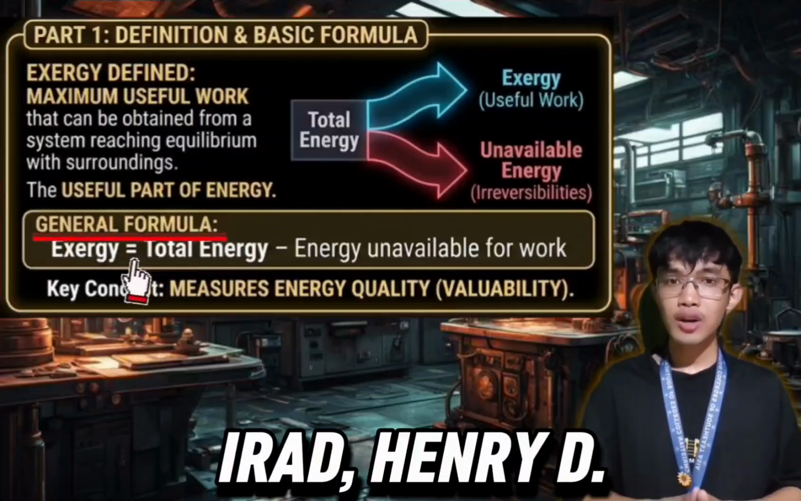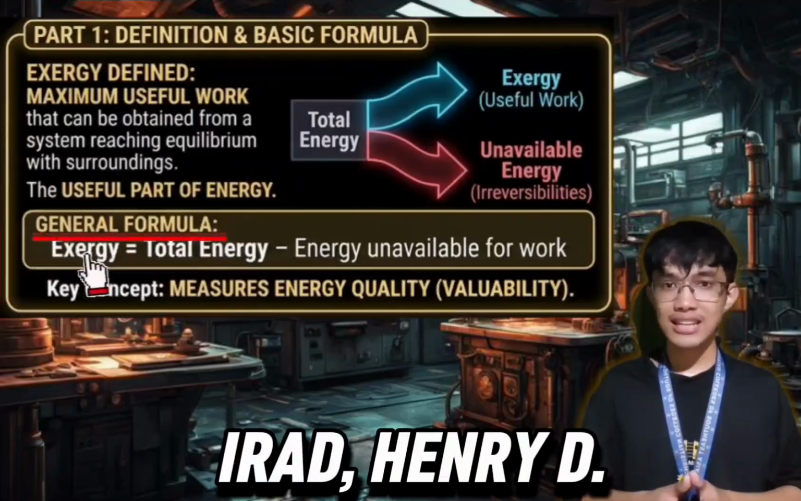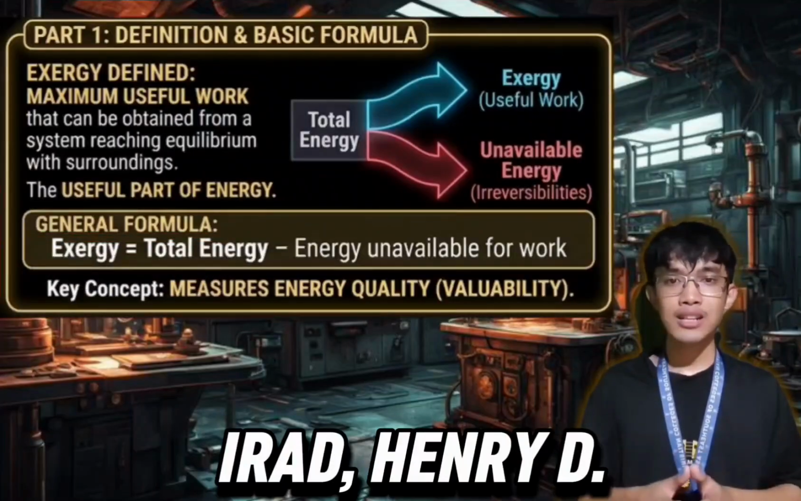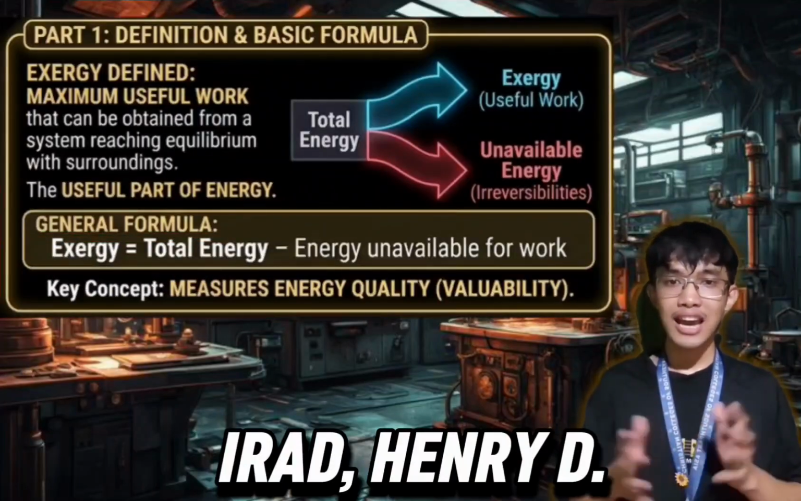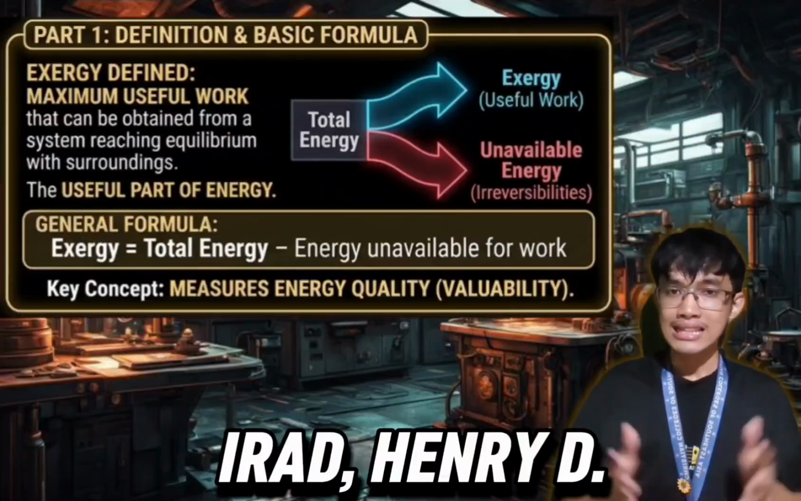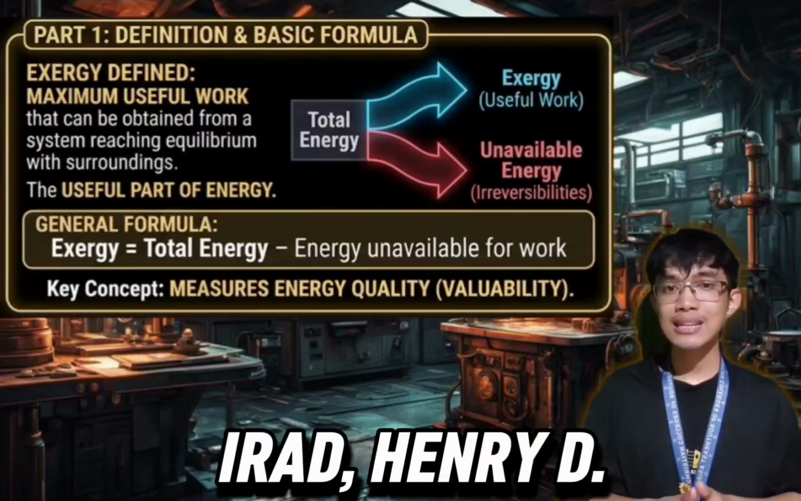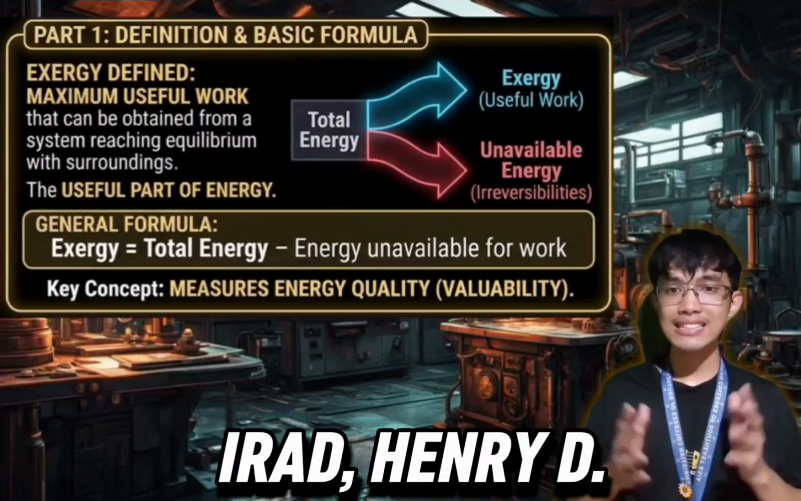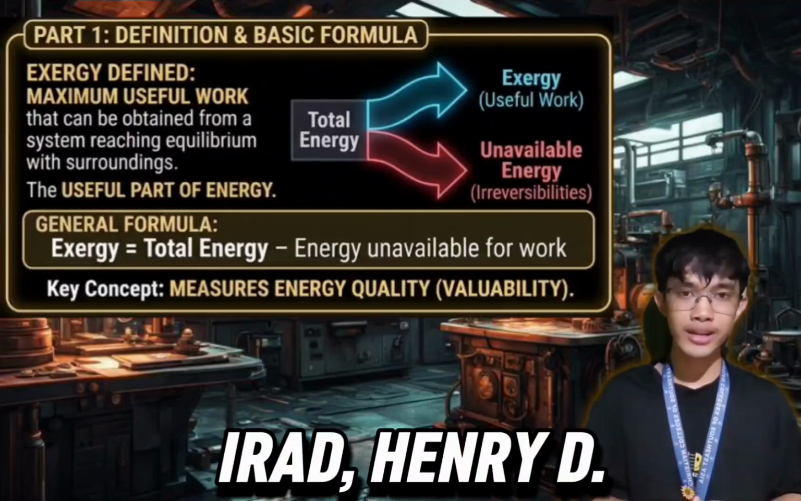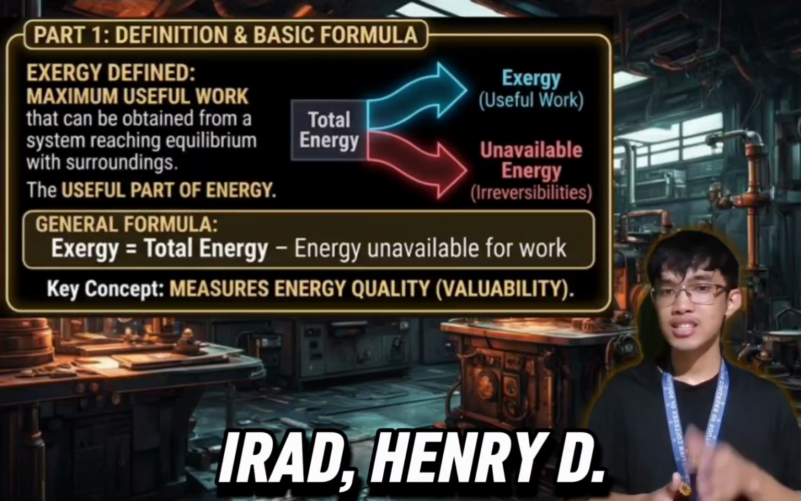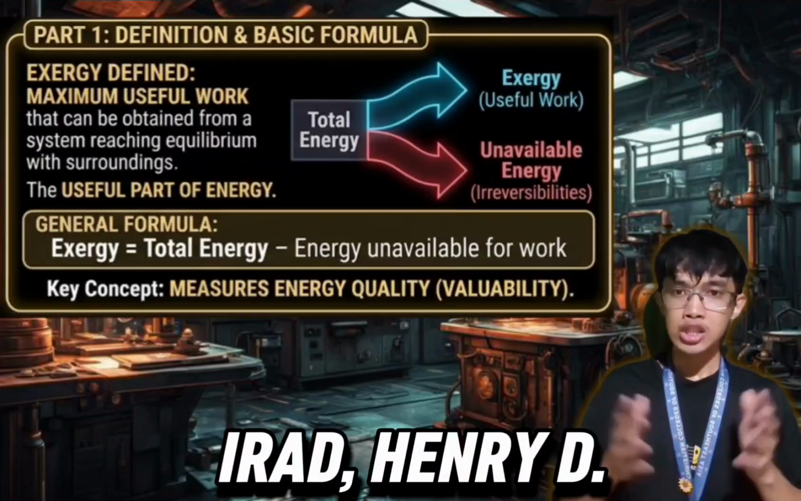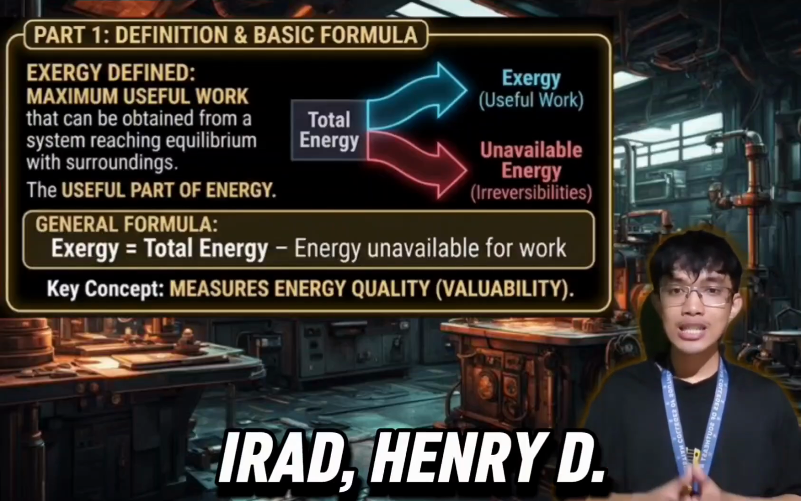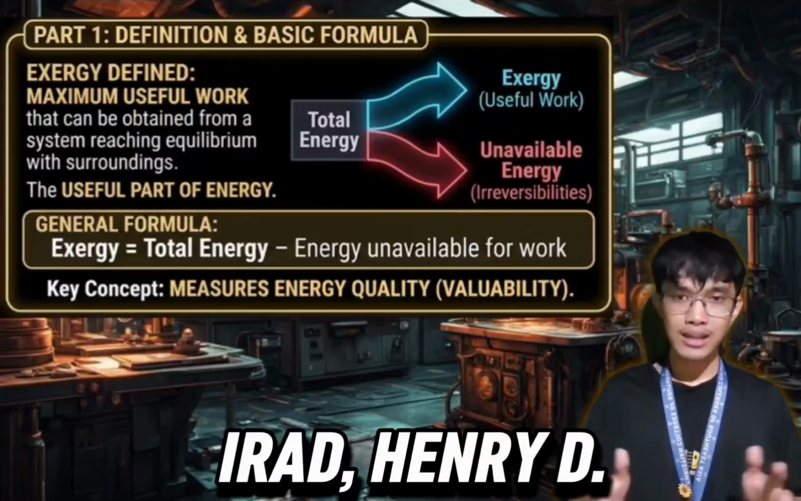Now, the general formula for exergy for a system is exergy equals energy minus energy unavailable for work. This shows that exergy is the portion of total energy that can still be converted into useful work before the system reaches equilibrium with the surroundings. To make it clearer, let us look at a simple example problem.